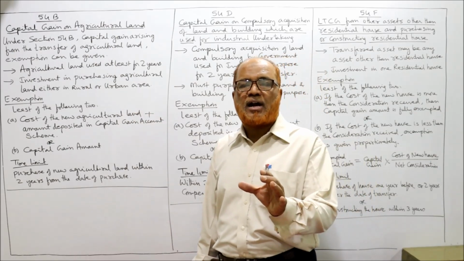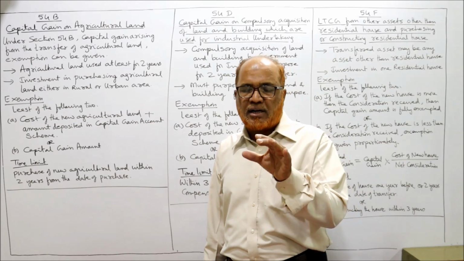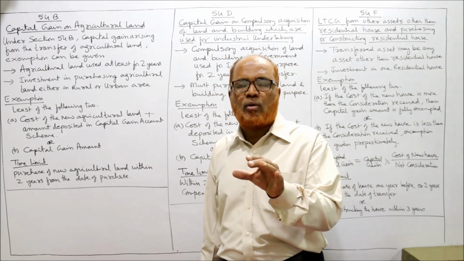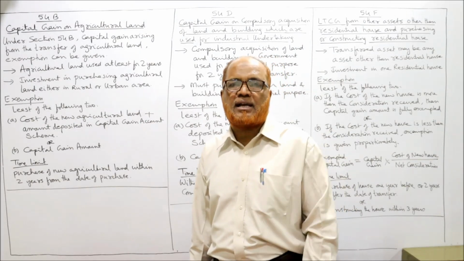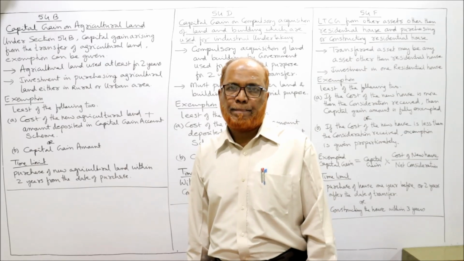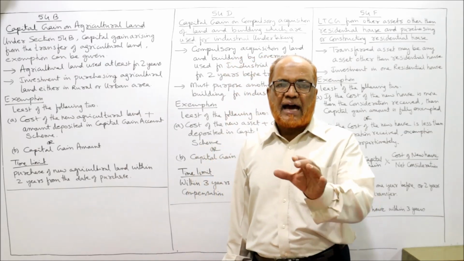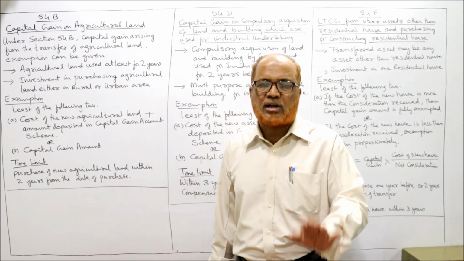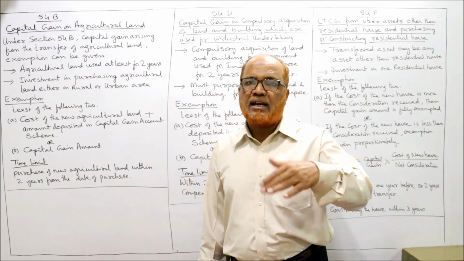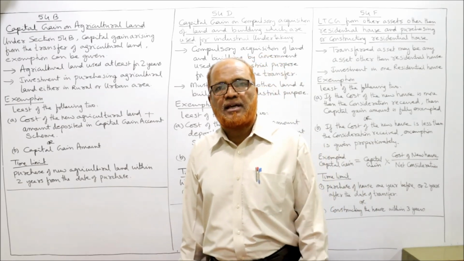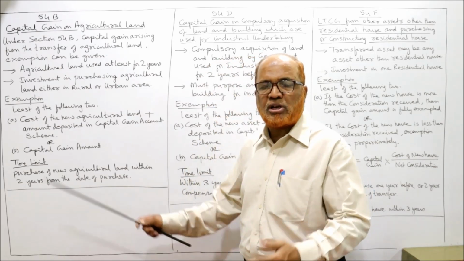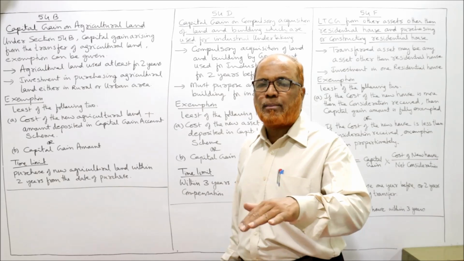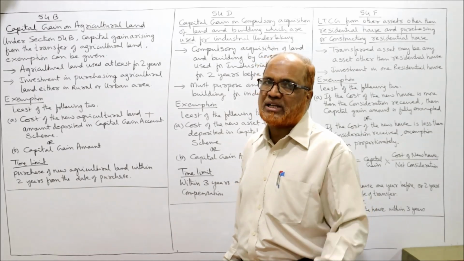See, what is the provision regarding agricultural land? The capital gain on transfer of rural agricultural land is not taxable. If the agricultural land is located in a rural area, then the gain arising is not taxable. But for agricultural land in an urban area, the capital gain is fully taxable. So exemption will be given when urban agricultural land is transferred.